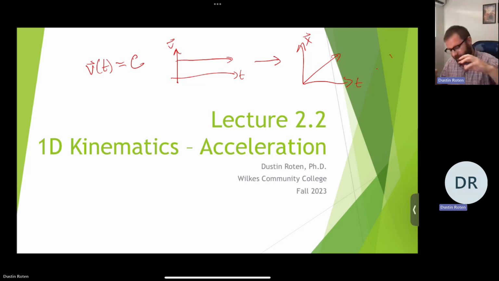Now, for this next part, we're actually going to talk about acceleration. So essentially what happens when your velocity is also changing, and then what does that do to your position as a function of time?